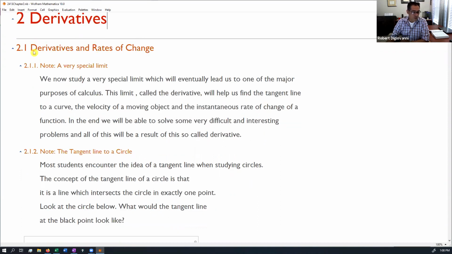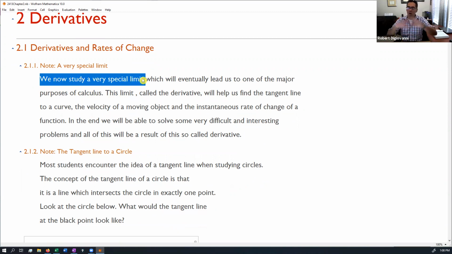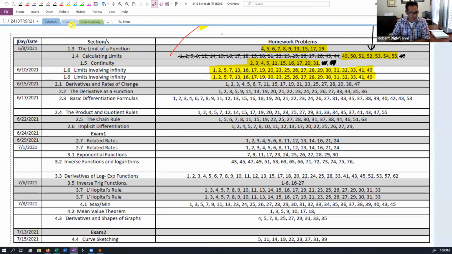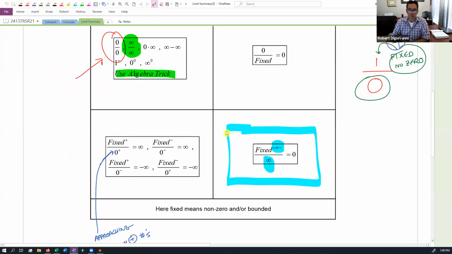The first section is called derivatives and rates of change. I know you can read this, but I'm going to go through this. We now study a very special limit. We've looked at all types of limits, limits that give you 0 over 0, infinity over infinity. Sometimes we get a fixed number over 0. Last class we did infinity over infinity and infinity minus infinity. We've been looking at all of these different special forms that we can get when we take limits. Today we talk about a very, very special limit.